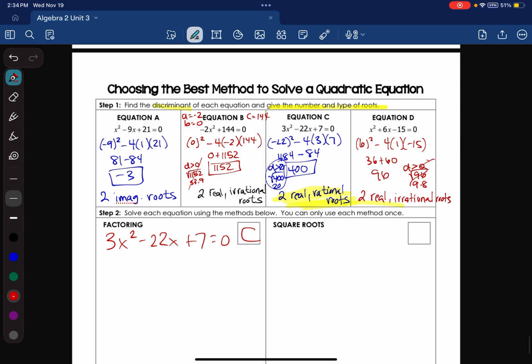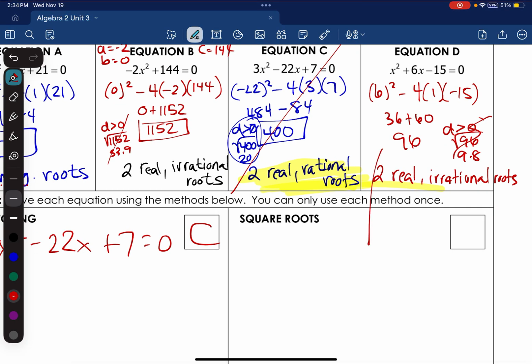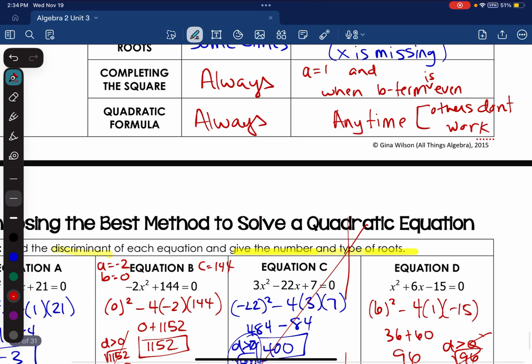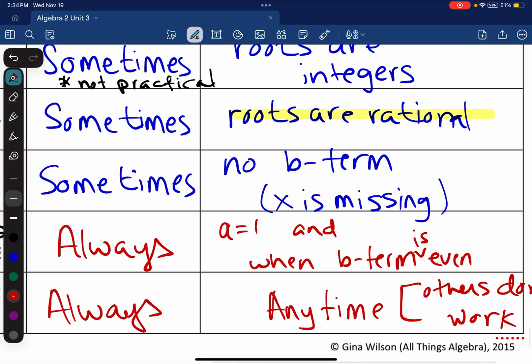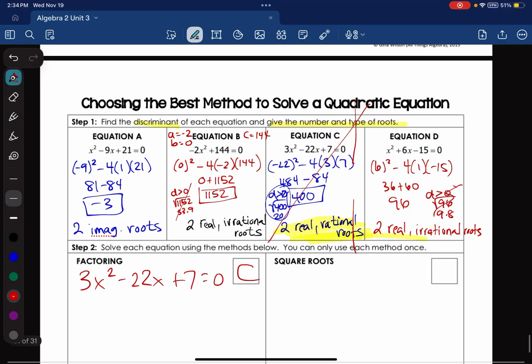Square roots is the easiest one to find. So we've already placed equation C, so I'm going to mark it off. Square roots is the easiest one to find because this is the one that's missing the B term. If we go back up and look, square roots has to have no B term. So the only equation that's missing the B term is equation B. So we're going to put B in for square roots, and we're going to write down equation B to solve it in a minute.